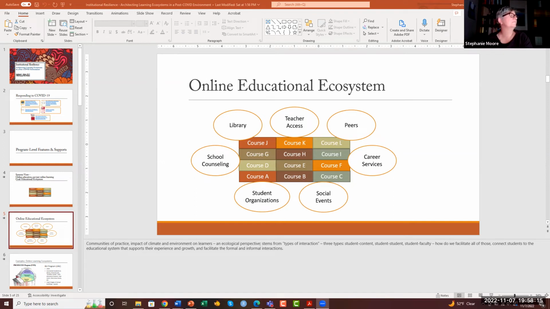Yeah, so I usually animate this to kind of build it, but this is the idea that I'm talking about, that we've got the different courses that are sort of your micro components of your online educational ecosystem. But then around that, we want to wrap connections to career services, social events, maybe school counseling, or mental health services, library, teacher, faculty access, or whatever. So this is sort of one layer of thinking about the educational ecosystem.